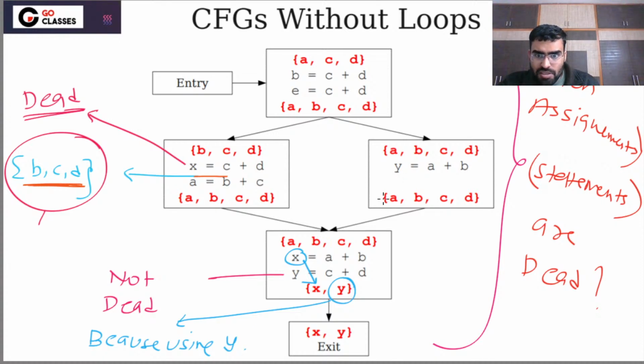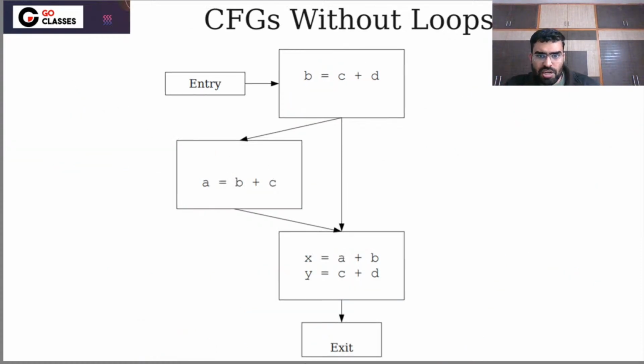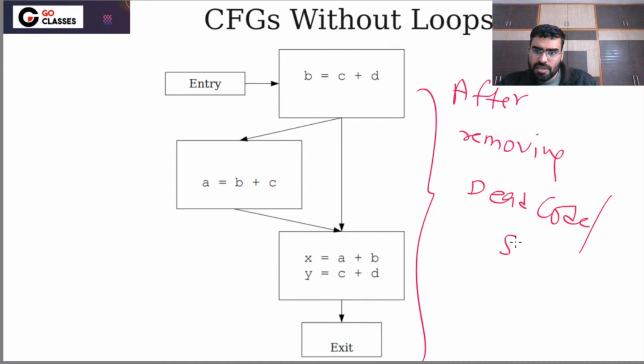Similarly, these are the variables which are live here, which means this is also dead. Automatically this is also dead. Yes or no? And similarly, this is also dead. Correct? Do you agree? So you can notice, you can remove this statement, this statement, and this statement. So these statements you can remove. Finally, this is the code after removing dead code, or dead statements.